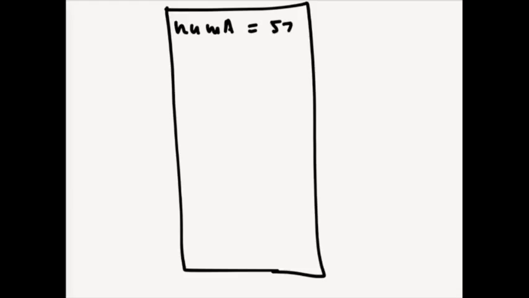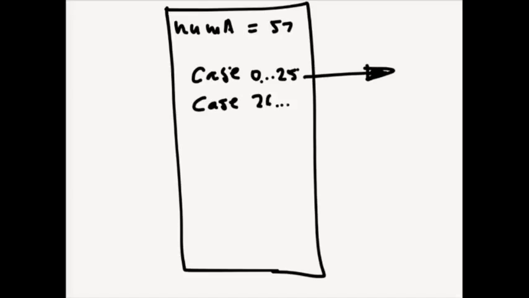Now I want to check whether the number is between 0 and 25. So I would have a case. Let's call that case 0 to 25. So I'll check if the number is between 0 and 25. If the number is between 0 and 25, we will have the first option. We can print out something on the screen. Then we'll have a second case. Is the number between 26 and 49? If that is true, we can have another output.